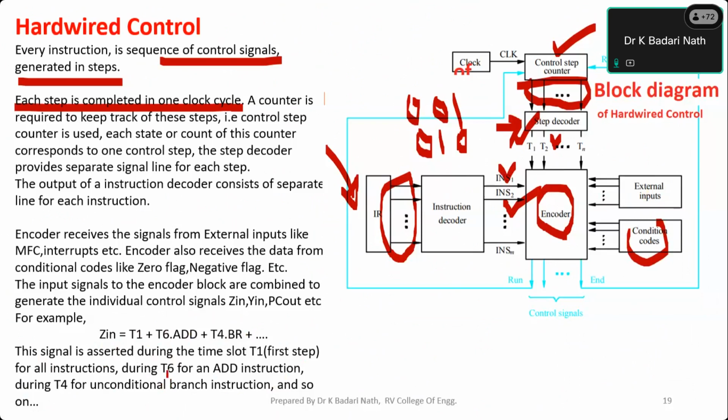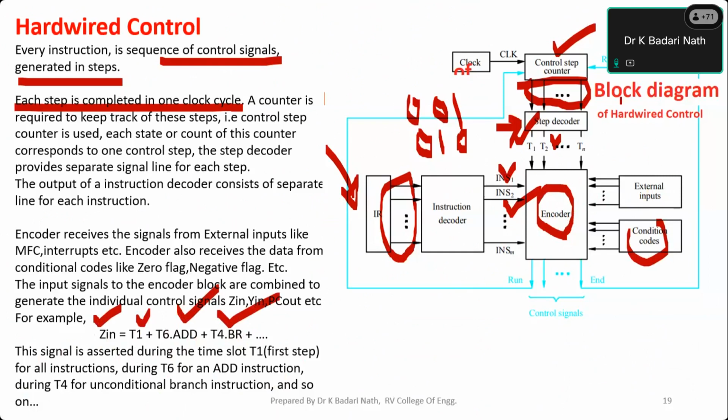Based on the previous discussion, we know that Zin has to be generated in the first clock cycle. At the same time, Zin has to be generated in the 6th clock cycle for an add instruction, and in the 4th clock cycle for a branch instruction. Like this, we have to write an expression. The encoder contains a circuit for Zin. Similarly, the encoder contains one circuit for R1in. Like that, the encoder contains a lot of circuits which generate every control signal.